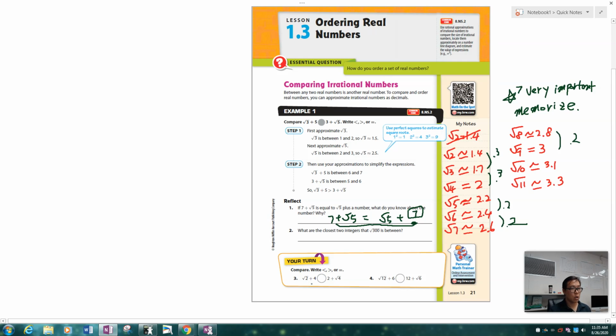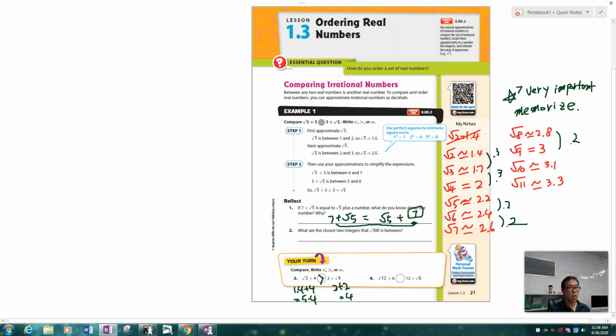Okay, so now when it comes down to these, the little side notes help. Square root of 2 was approximately equal to 1.4. 1.4 plus 4 is 5.4. And this one is 2 plus square root of 4, which is 2, so that is 4. Which one is bigger? This guy is bigger.